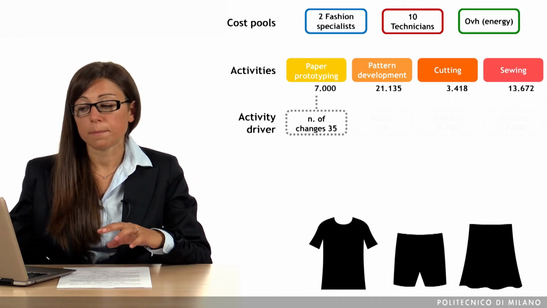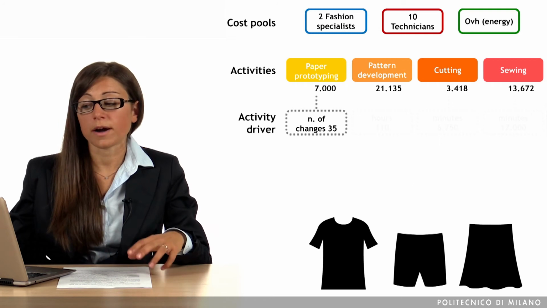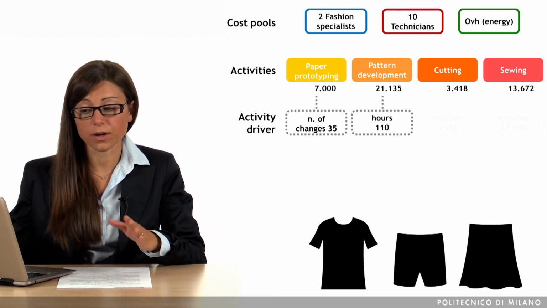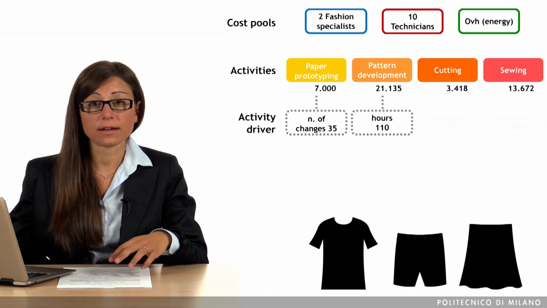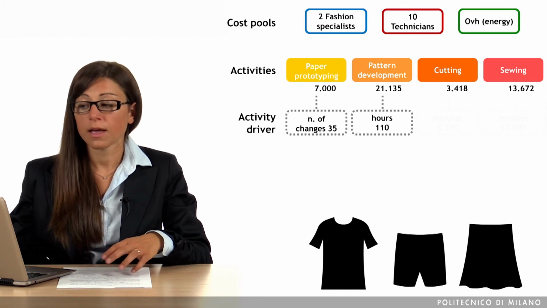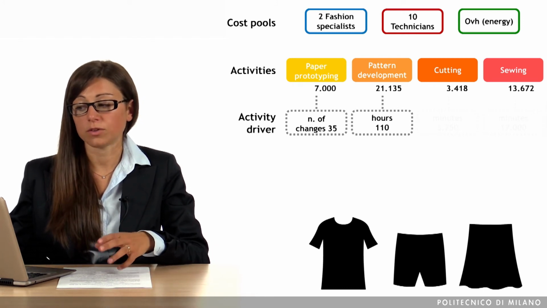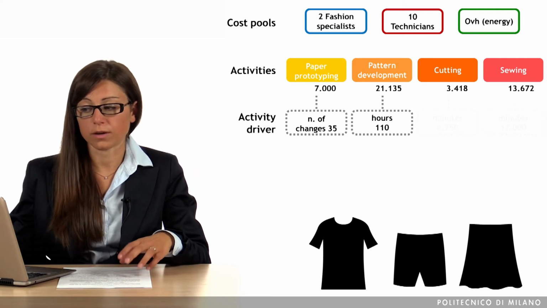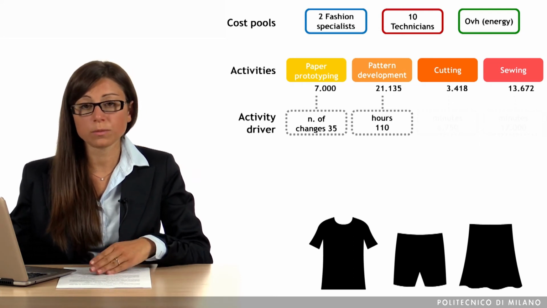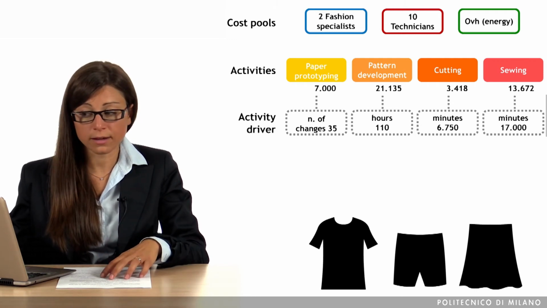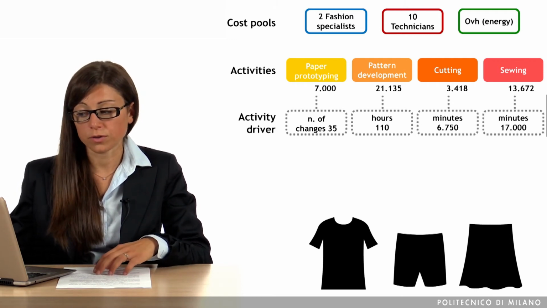We have that the pattern development requires overall 110 hours, so we can use the number of hours for realizing the 3 products as an activity driver to share the value of these activities among the 3 different products. The same happens with the activity of cutting and sewing. We have the time expressed in minutes for the cutting and the sewing of each of the products, so we can use as an activity driver the number of minutes for the cutting activities and the number of minutes of the sewing activity.